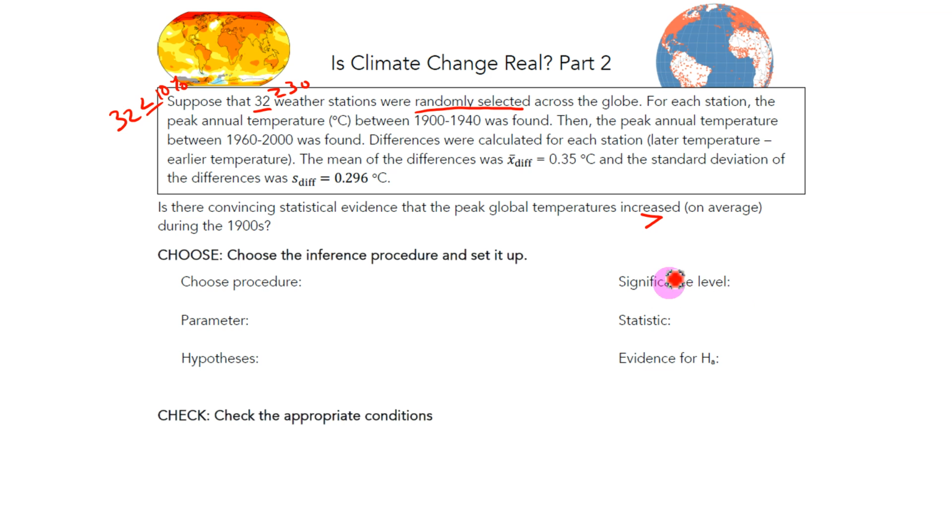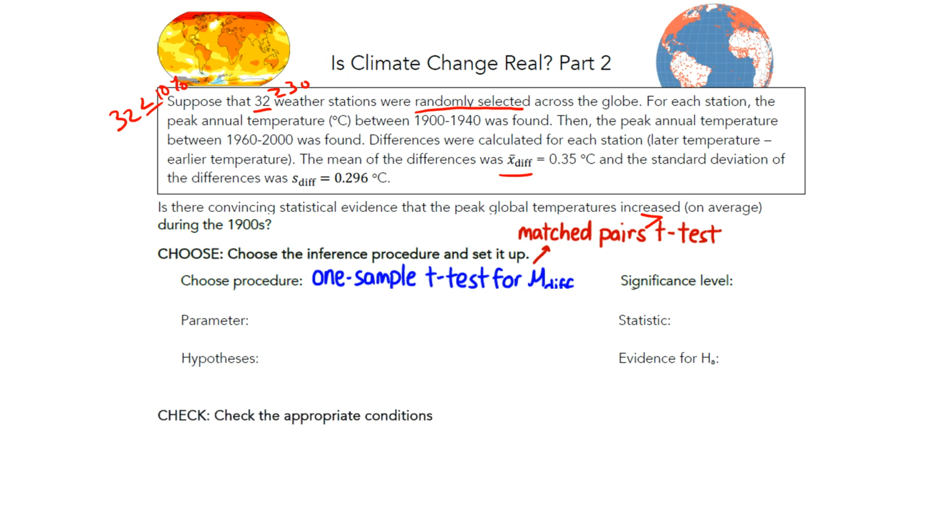So this one, just notice, is this a one prop or two prop, I'm sorry, one sample or two sample? Well, we only have one x bar. So we've got to do a one sample. In this case, it's a matched pairs. You're comparing one weather station to itself from the later part of the century to the earlier part of the century, and then taking another one and taking that difference and averaging it with the difference on the next one, and on and on and on.